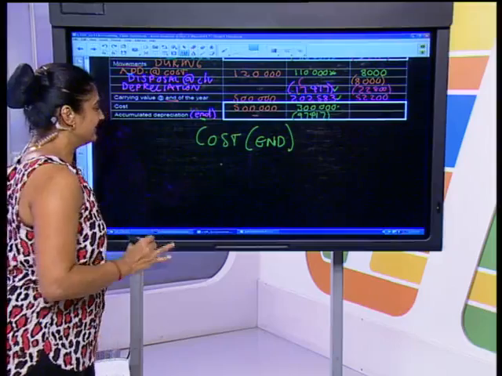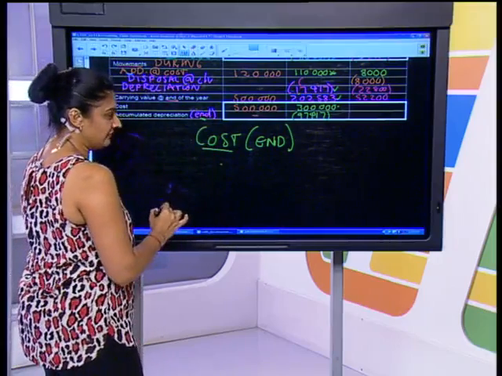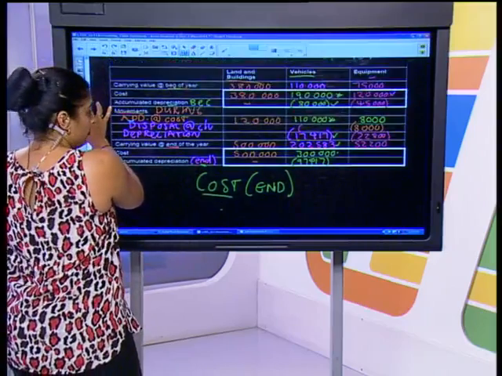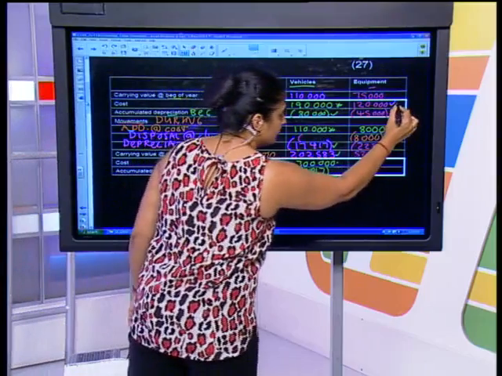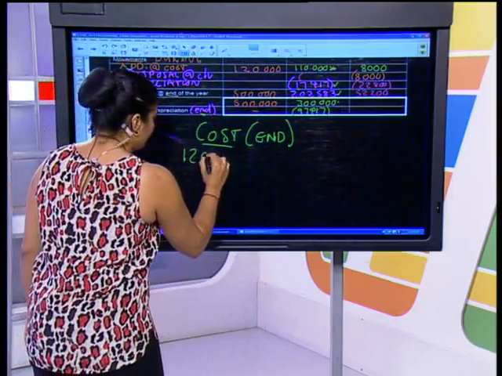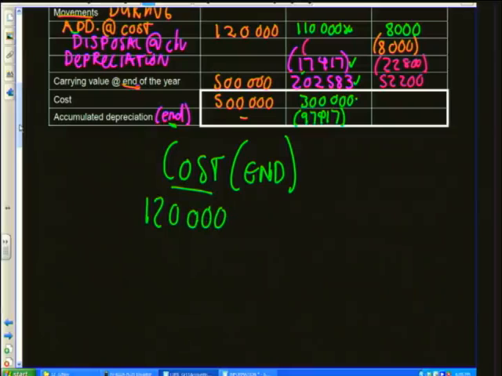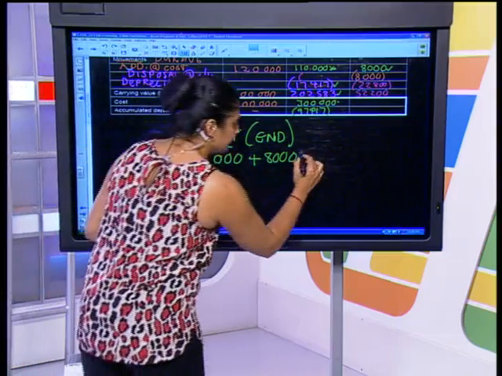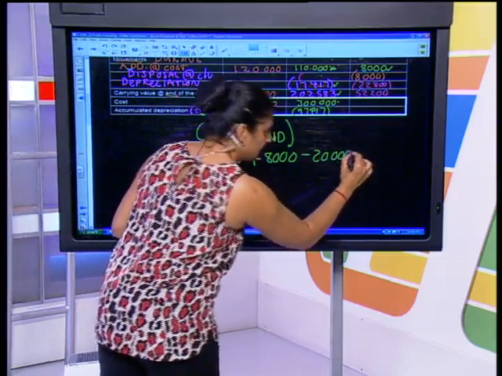Right, guys, my cost at the end of the year. Now remember, always start off with cost at the beginning of the year, which we can pick up from the notes. At the beginning of the year, my cost of equipment is 120,000. So let's write that down. Now what happened during the year? I bought additional equipment, so that cost will increase. My additional equipment cost an amount of 8,000, but I also sold equipment during the year, and remember, I'm referring to the cost, and the cost was an amount of 20,000.